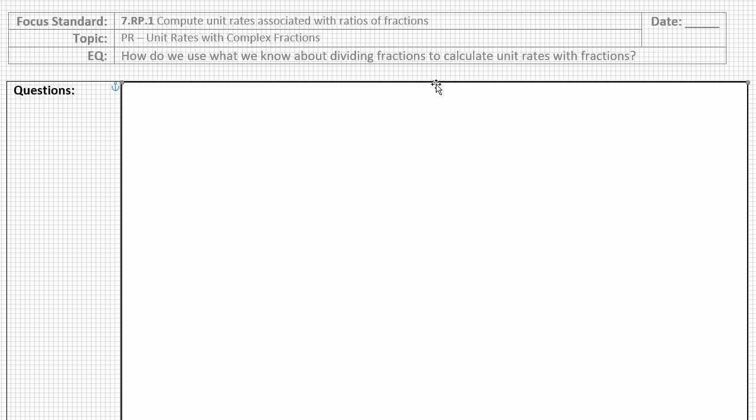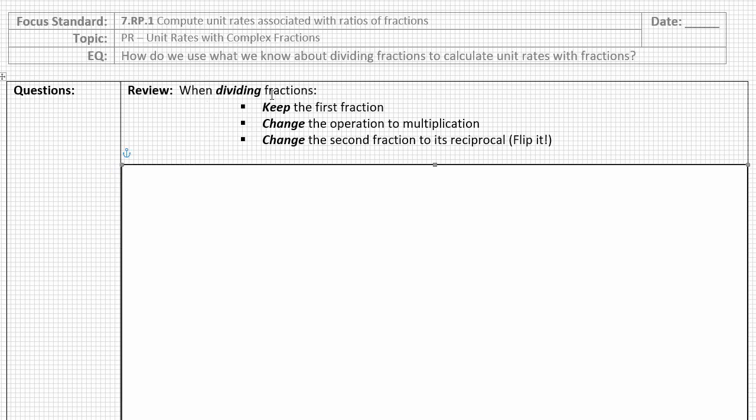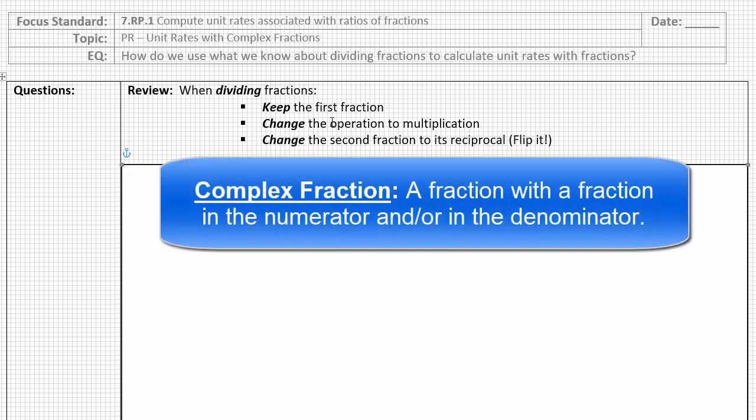So as our essential question hints at, we are going to start by talking about dividing fractions. A little bit of review about dividing fractions. You might remember our key phrase, keep, change, change, where we keep the first fraction, change the operation to multiplication, and change the second fraction to its reciprocal, meaning we flip it. Keep that in mind because we're going to be using that to deal with complex fractions, which are two fractions that make a fraction. There's a fraction in the numerator and a fraction in the denominator.